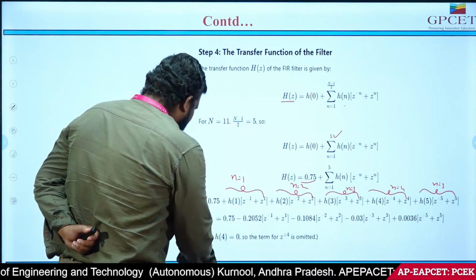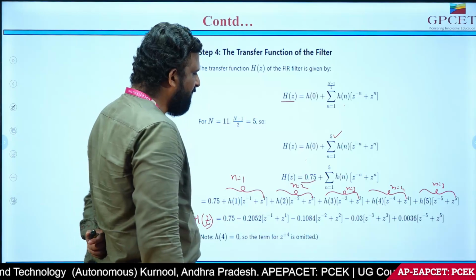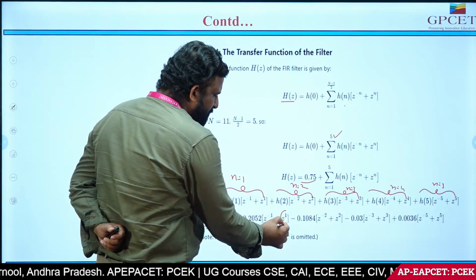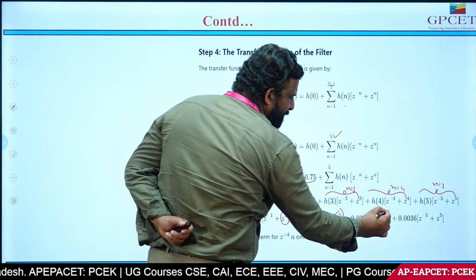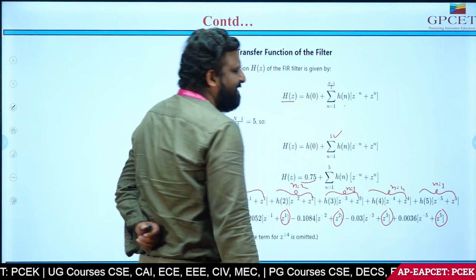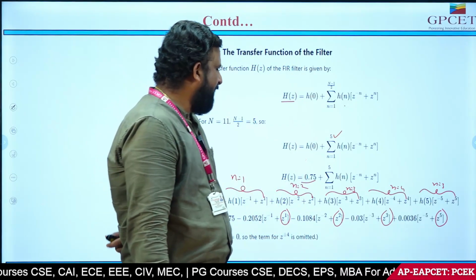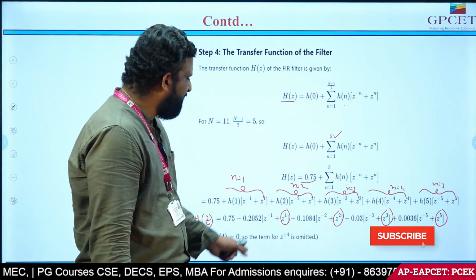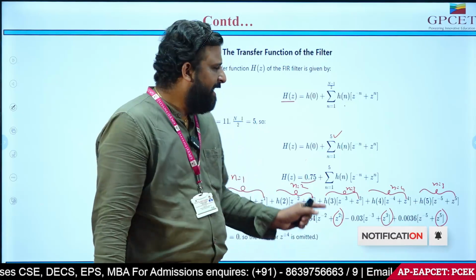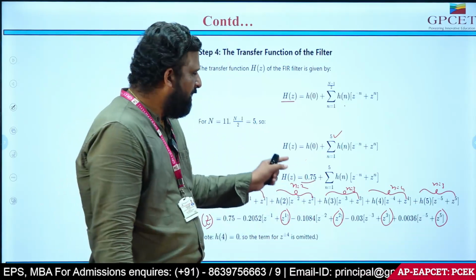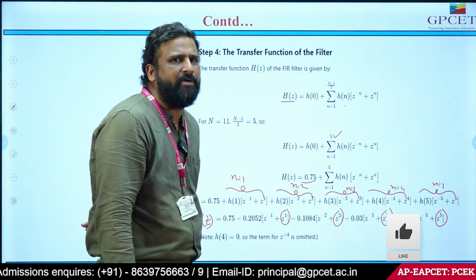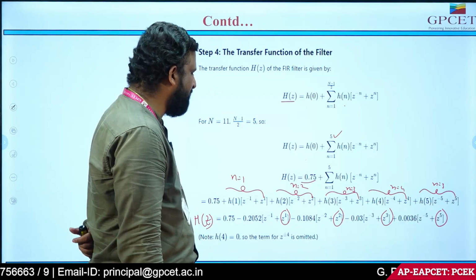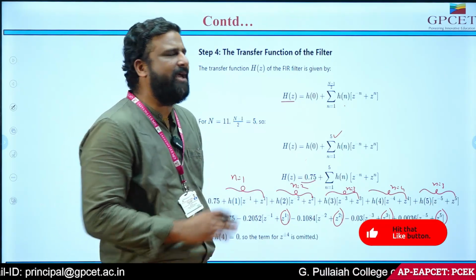And what is the final equation I got here? h of z is equal to this one. Now if you observe this equation, you can see that the powers in each and every term are positive. We already studied that a transfer function of an FIR filter which contains all positive powers is an anti-causal filter. This anti-causal filter is very difficult to realize, because all the powers in that equation are positive. So it is very difficult to realize that FIR filter.